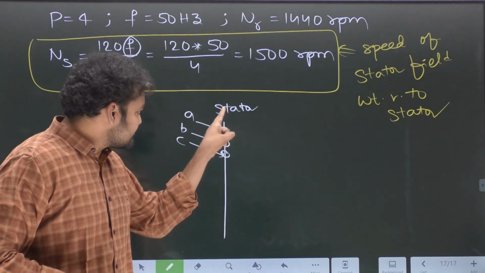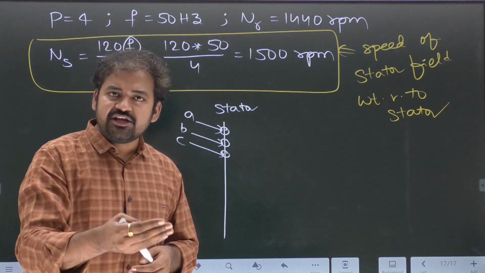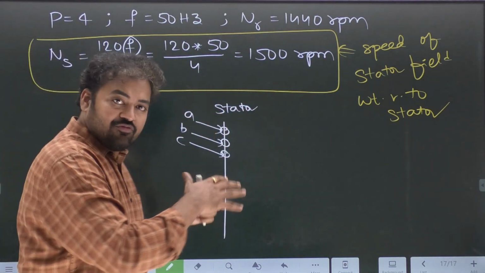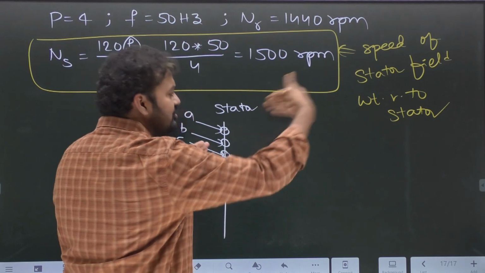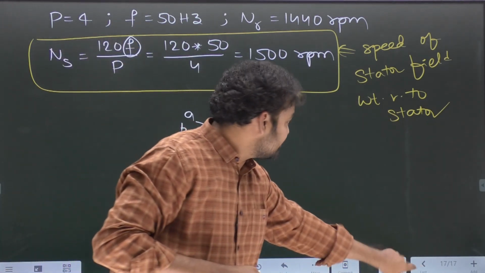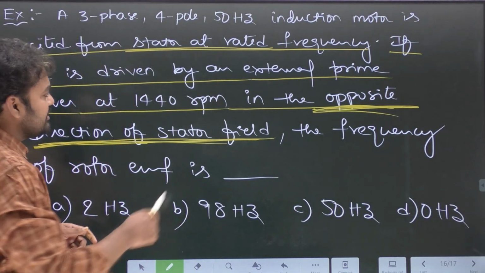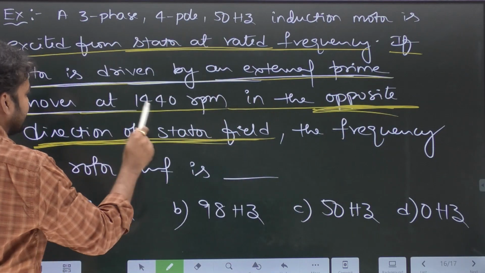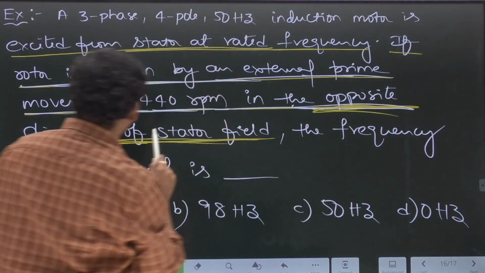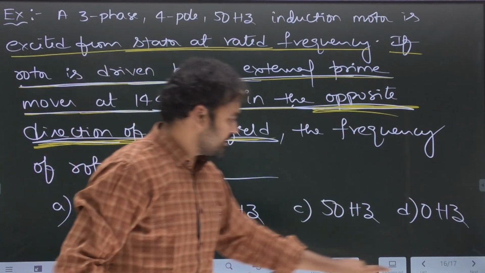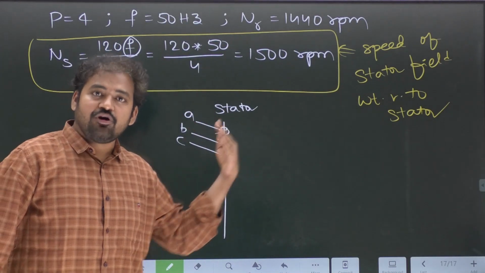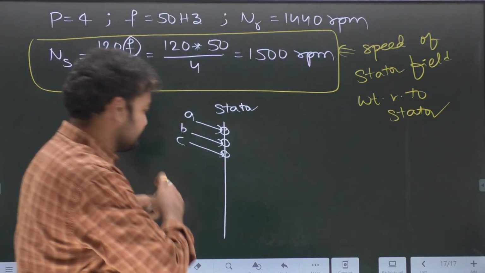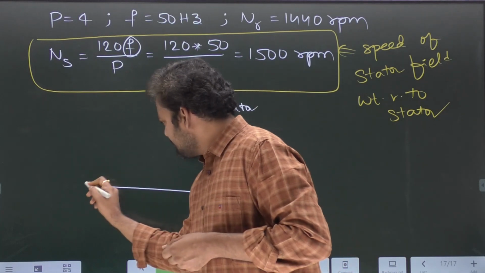As it is ABC sequence, will the stator winding create a magnetic field in the forward direction or backward direction? Forward direction. Forward means right side. So the stator field is rotating to the right side, forward direction. But was the rotor driven in the direction of the stator field or the opposite direction? The rotor is driven by an external prime mover at 1440 rpm in the opposite direction to the stator field. Stator field is in the forward direction, therefore the rotor was driven in the backward direction.